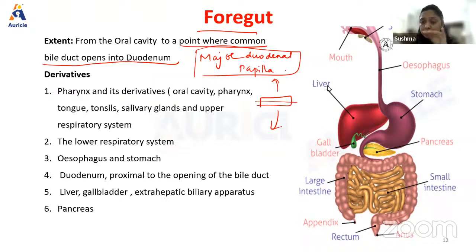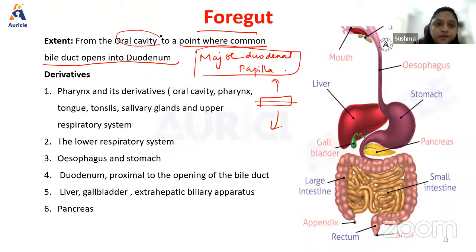So the ligament of Treitz determines if the bleed is upper GI or lower GI, but it is not the one that determines the extent of the foregut and midgut. From the point of view of embryology, it is the major duodenal papilla that decides the extent of the foregut and midgut. So what are the derivatives?